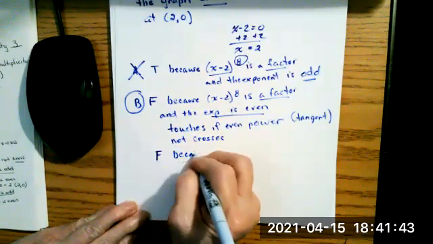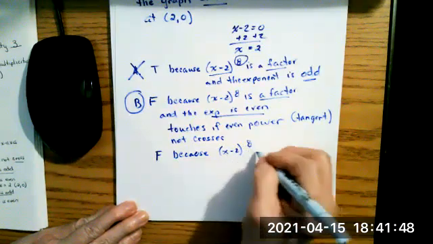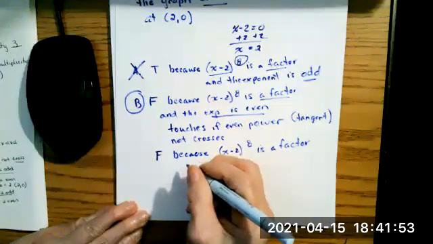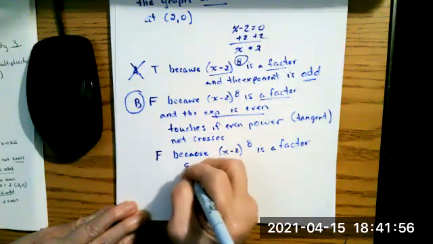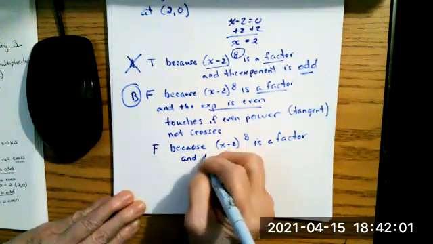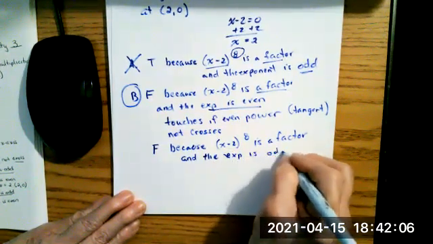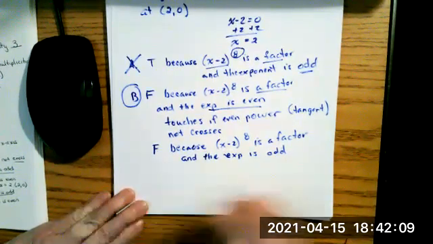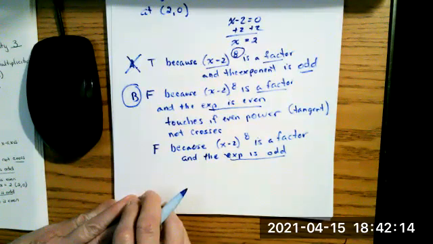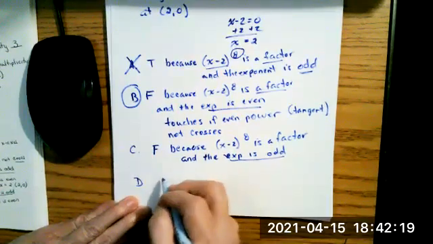They say false because x minus 2 to the 8th is a factor, and the exponent is odd. So you see that part right there? Exponent's odd. That makes that not one that we want to pick. That exponent's not odd. And D says it's true.